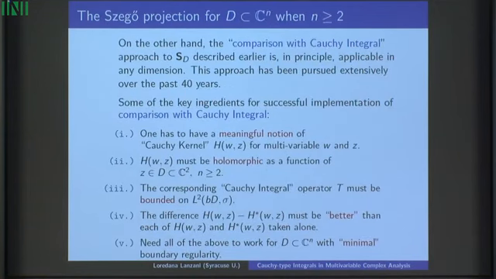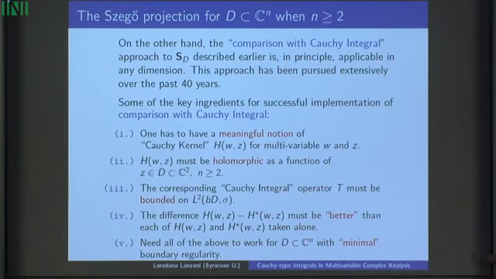Okay. However, remember that we highlighted in the one-dimensional setting an argument, a little strategy, that did not depend on conformal maps or on transformation laws. That was the comparison with the Cauchy integral. And that argument is dimension free. So in principle, you can apply it to any dimension. And that approach has been pursued extensively for a long time.